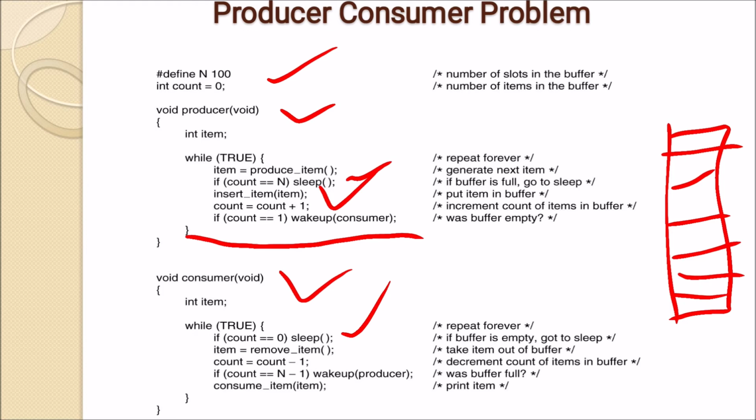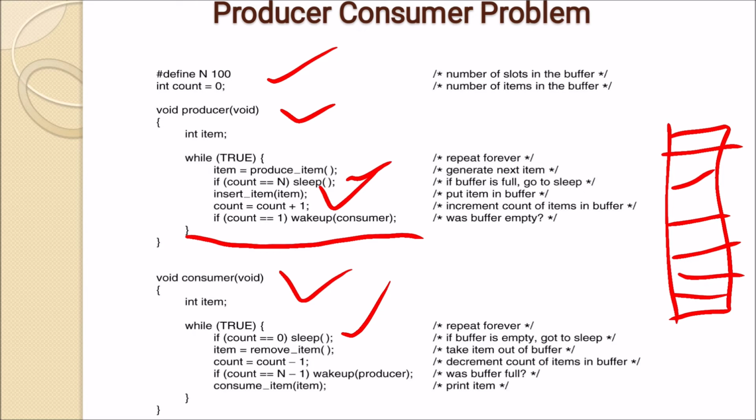If the buffer is not empty, which means there is an item in the buffer, then that item will be removed from the buffer and stored in item. So we are removing an item, so the consumer removes the item, and the count value is decremented by 1.